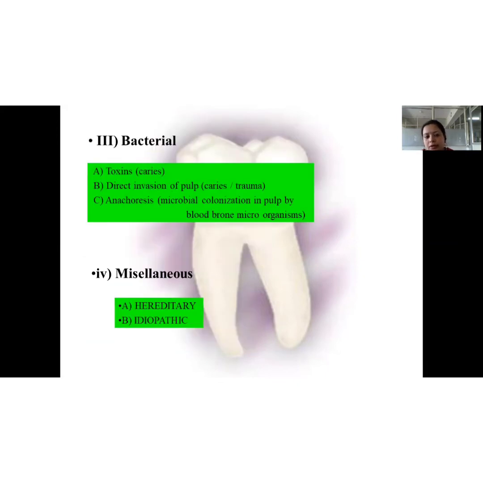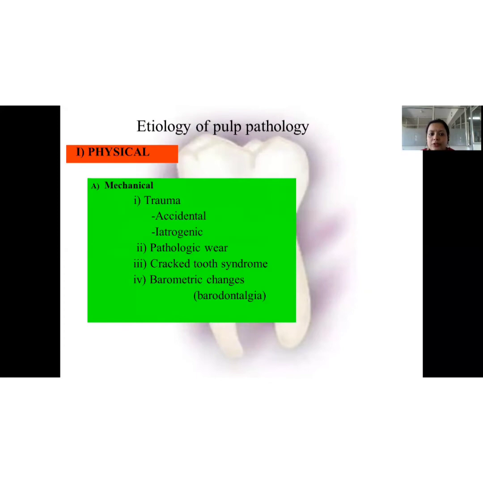Now bacterial. Bacterial are microorganisms. That is toxin, direct invasion of pulp by caries or trauma or anachoresis. That is microbial colonization in the pulp by blood-borne microorganisms. Okay, so this is basically the bacteria. And miscellaneous, any other, like hereditary, certain pathology, and idiopathic, that does not have any etiology. So this is the etiology of pulp pathology.